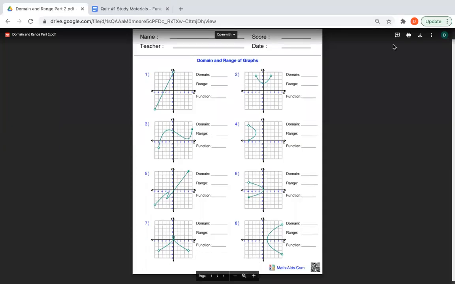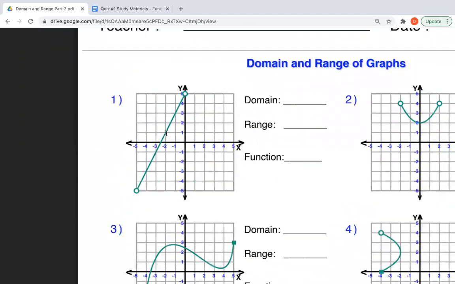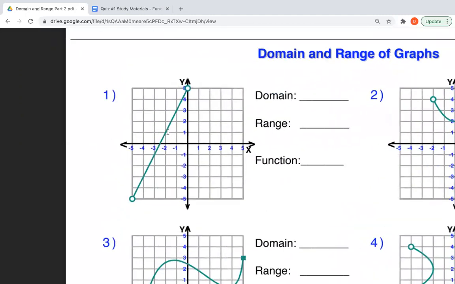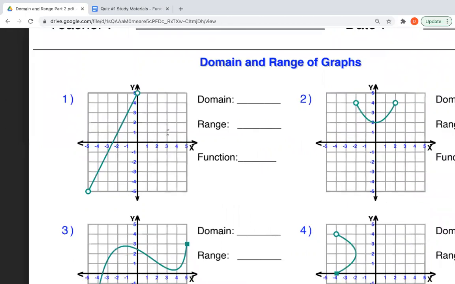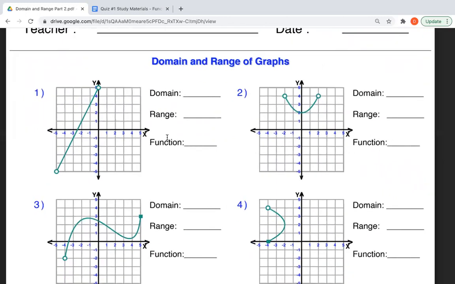In this video, we're going to take a look at the domain and range homework part 2. So these graphs do not have any arrows, but they do have some open circles that we're going to deal with. Let's look at graph number 1 and 2 at the same time, and 3 and 4.